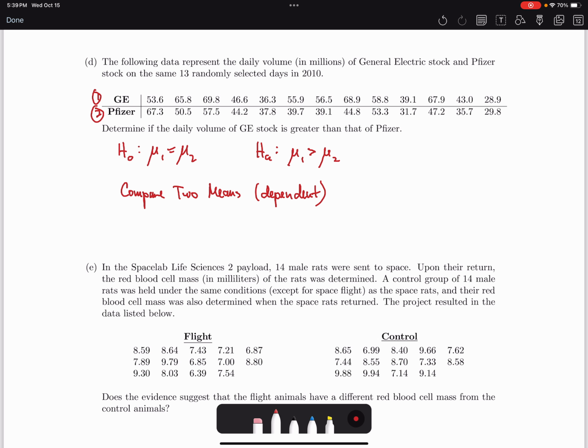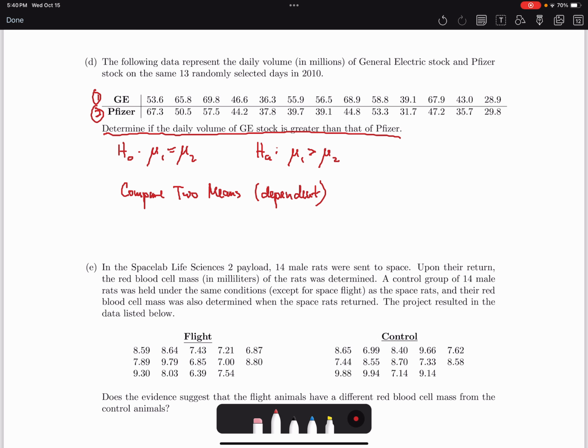And that makes sense. When we're asked to determine if the daily volume of GE stock is greater than that of Pfizer, well, is the daily volume greater in GE? Sometimes it is, okay? Sometimes it isn't. So when we say, is the daily volume of GE stock greater than that of Pfizer, it's clearly implied that what we mean is on average, right? Is the daily volume of GE stock on average greater than Pfizer's stock, right? So we're comparing means, averages.